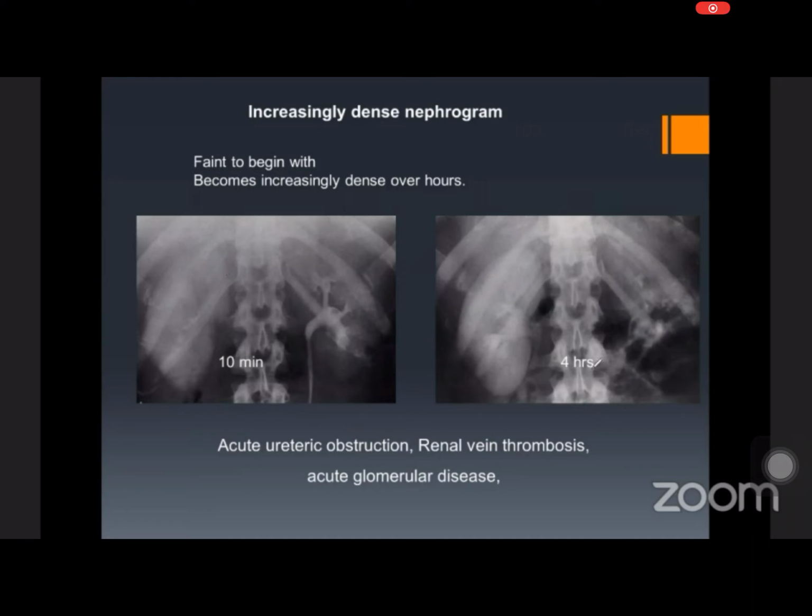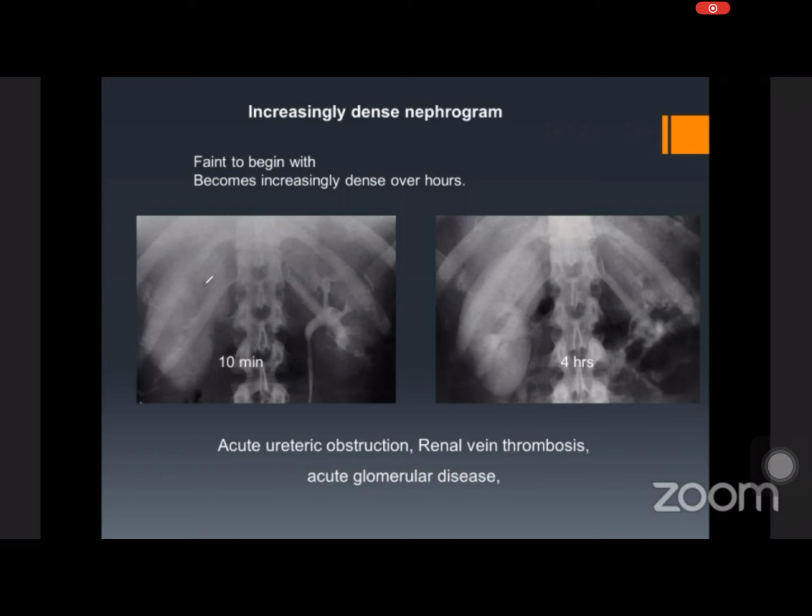On a 4-hour image, there is a progressive increase in density of the nephrogram compared to that of the 10-minute image. Normally, the nephrogram should fade over the course of 5 minutes. So this happens due to acute ureteric obstruction, renal vein thrombosis, and acute glomerulonephritis.